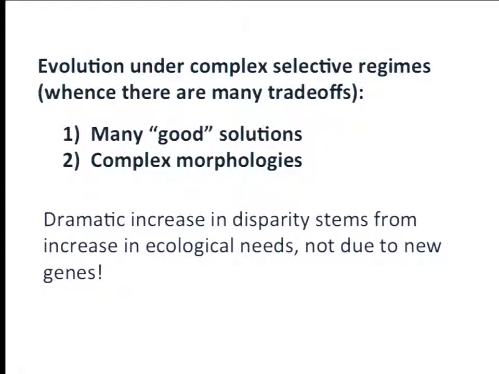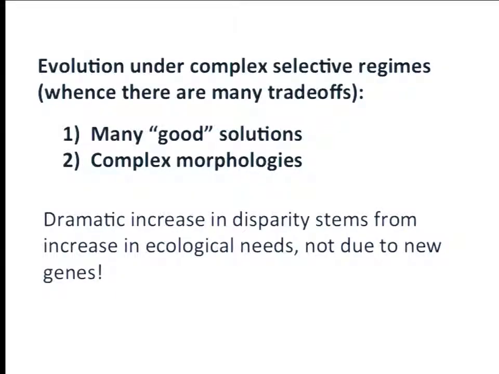And so the dramatic increase in disparity stems from an increase in ecological needs, not new genes. And that's really important because most of my colleagues, when they see evolution producing new organisms, think that there must be new fundamental genes involved. But here in the computer simulation, the rules for making the plants never changed. Branching probabilities and angles. It was the number of selective pressures that changed. And that's really critically important. To get new morphologies, you don't necessarily need new genes. You can just have more complicated selective regimes.